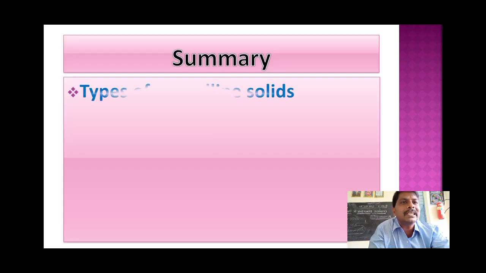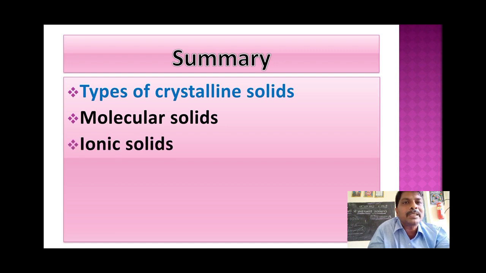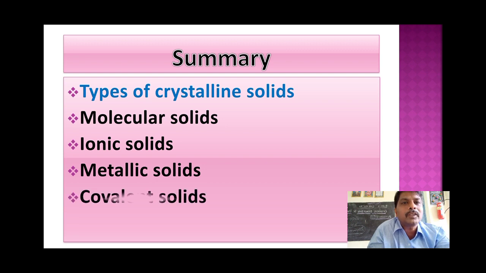Today, what did we discuss, students? Types of crystalline solids, which I explained clearly with examples and all properties. Molecular solids, again 3 types explained. Ionic solids, next metallic solids, next covalent solids. These are also known as network solids, or giant molecules. These 4 types of solids I explained.